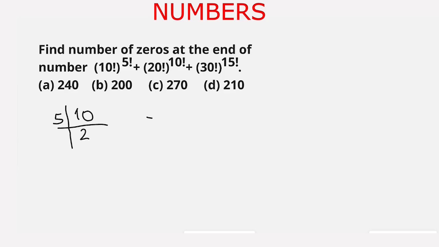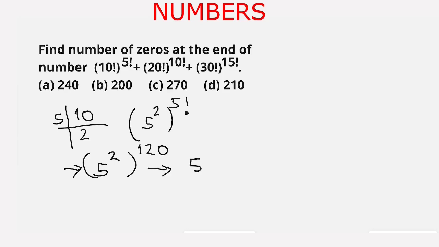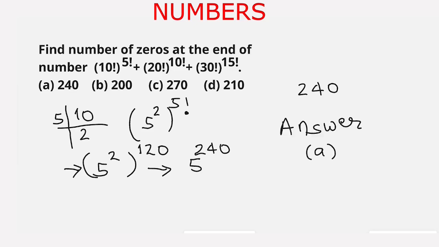So the power of 5 in 10 factorial is 2, and it has the power 5 factorial. This is equal to 5 to the power 2 raised to the power 120, as 5 factorial is 120, and this gives 5 to the power 240. So there will be 240 zeros at the end of the given number, and from the given options our answer is option A, 240. We go to the next question.